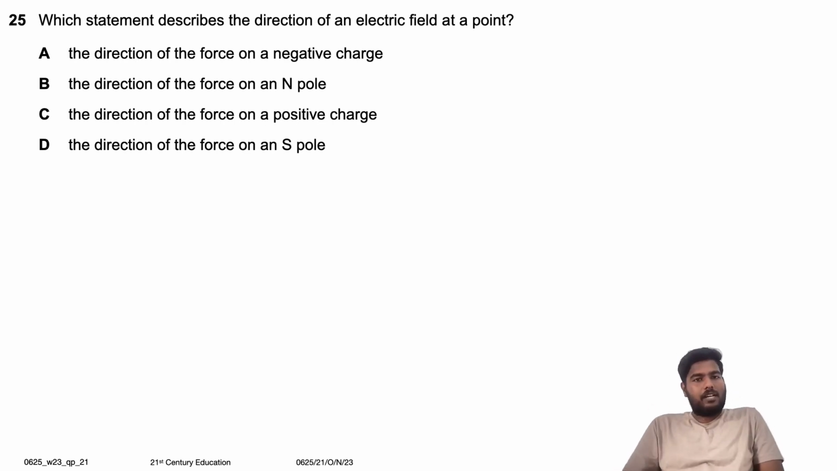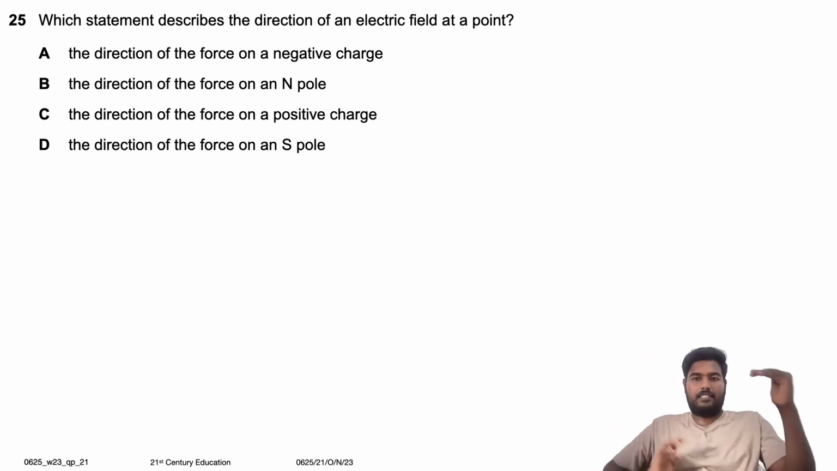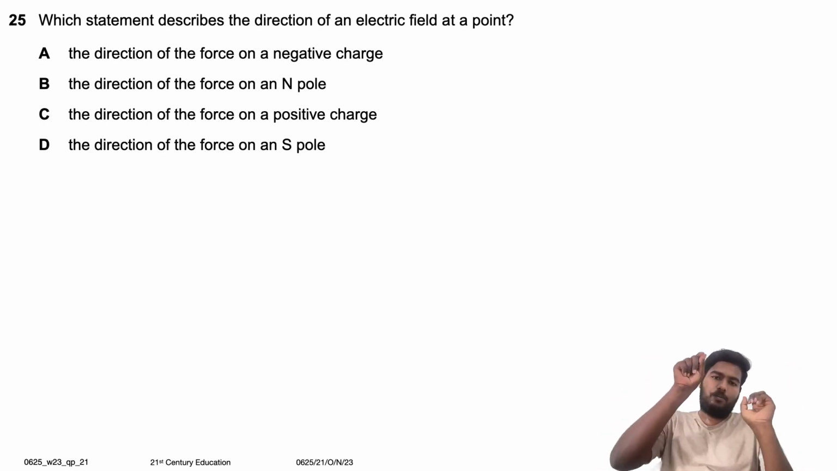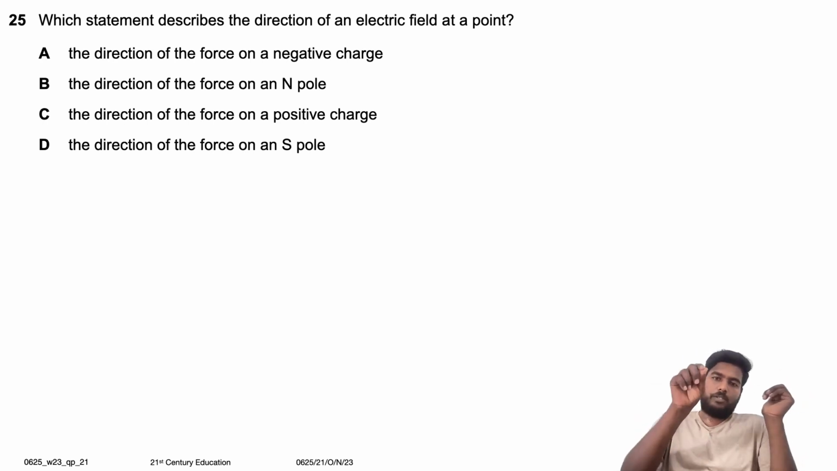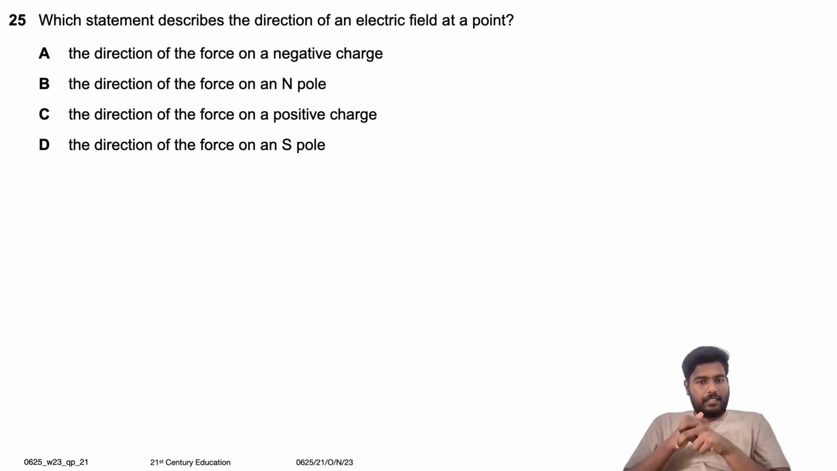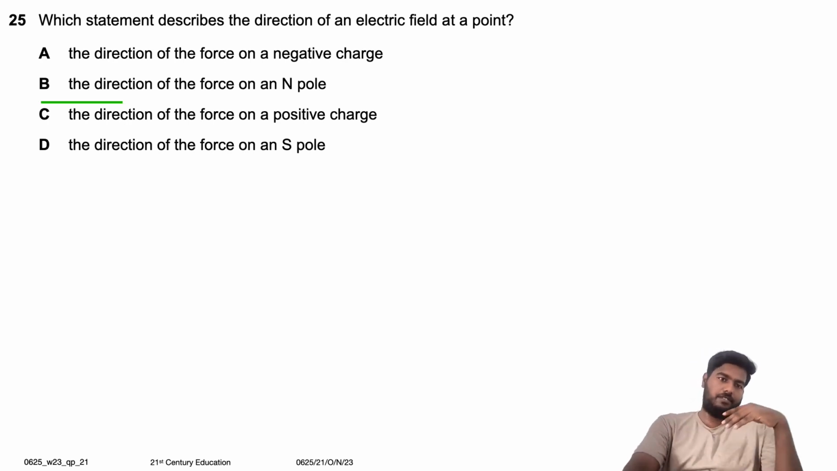Which statement describes the direction of an electric field at a point? Okay, what is electric field? So the lines show in which direction a positive charge will move if you put it there, that's the electric force. If you take a negative charge, the lines are going in, meaning that if you leave a positive charge, it will go towards the negative. If you keep a positive charge, the lines are going out, so if you put a positive, it will go out. So the direction of force on a positive charge, C.